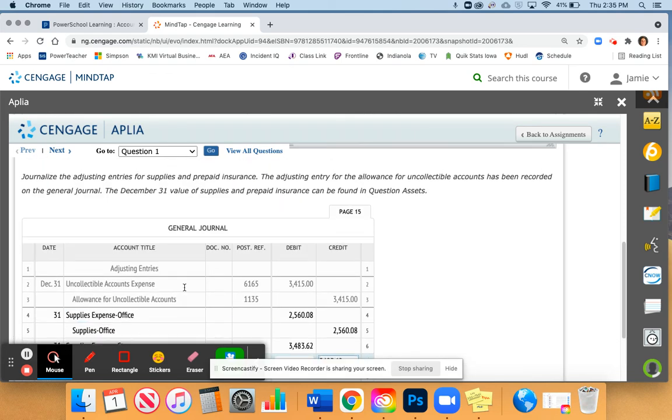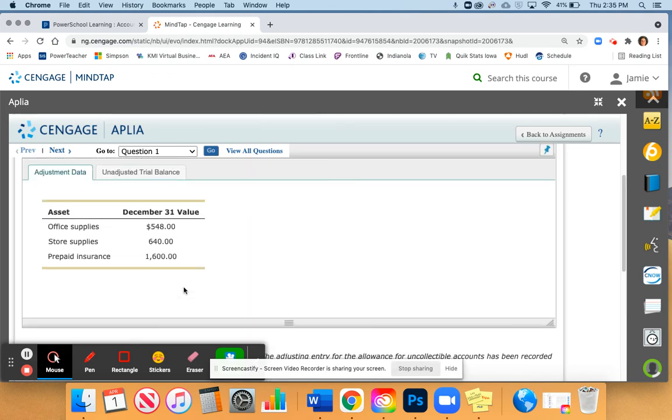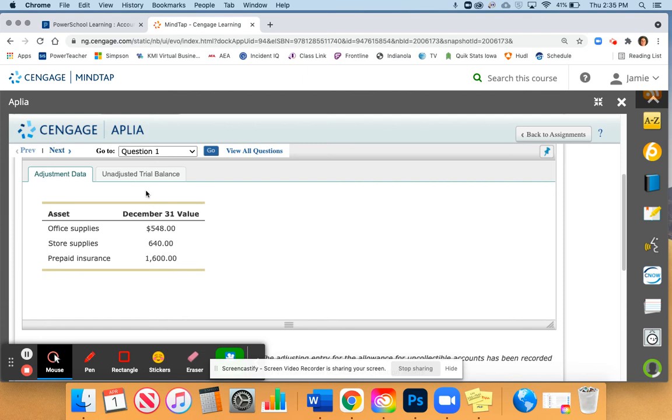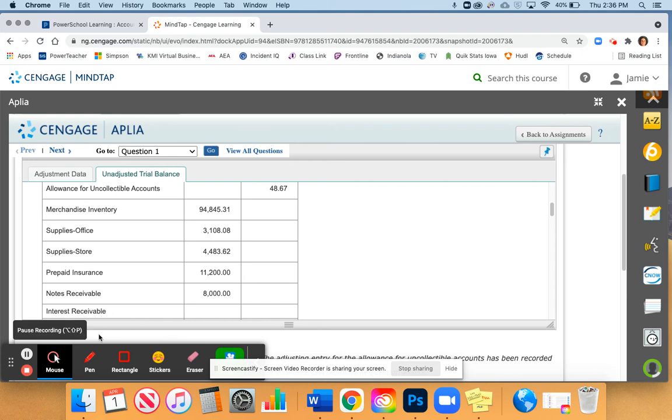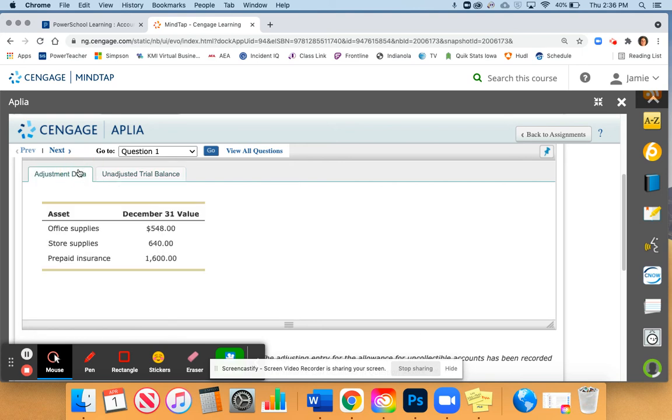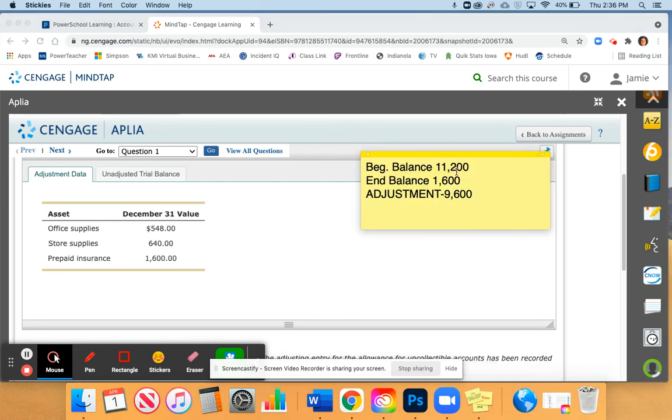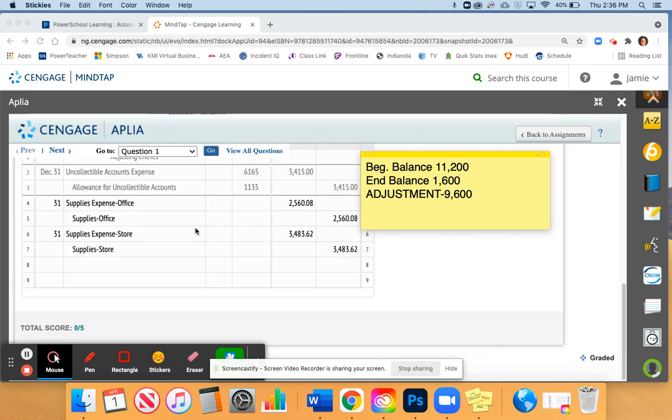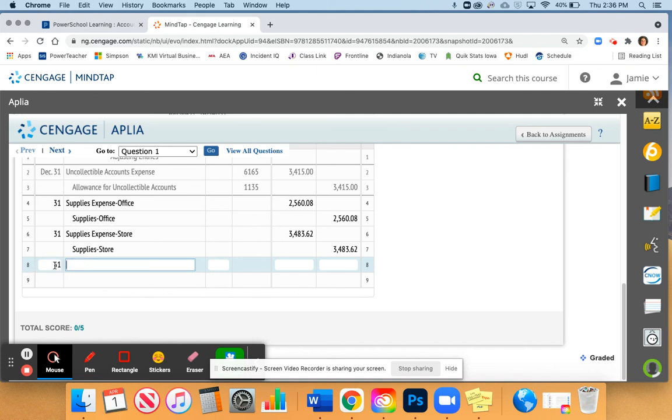We'll do the same thing for prepaid insurance. So we need to determine what our beginning balance was for prepaid insurance. So our beginning balance for prepaid insurance, $11,200. Our ending amount is $1,600. So we need to make an adjustment, $11,200 minus our ending amount. We need to make an adjustment for $9,600. So we'll come down into our general journal.